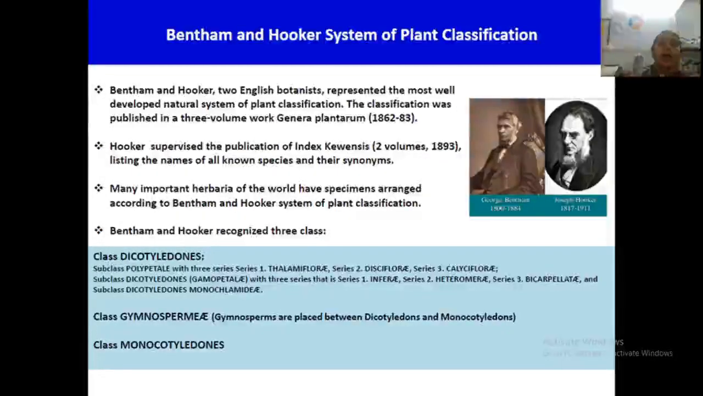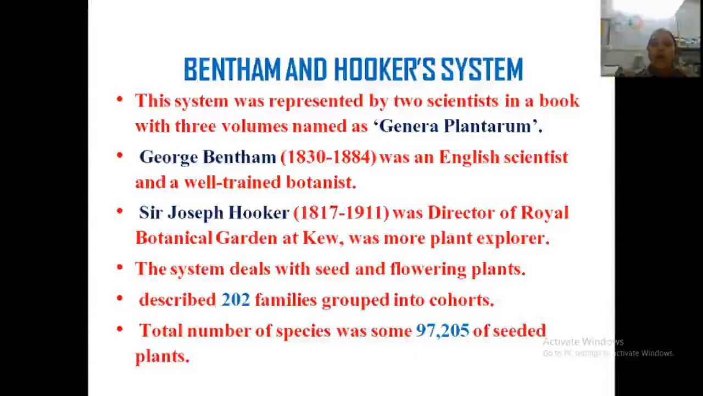And they supervised the publication of Index Kewensis, a system of books in 2 volumes, published based on the system of classification. And what are the contents of this system of classification? I already told you their book is Genera Plantarum. You have to remember Linnaeus' book, that is Species Plantarum.